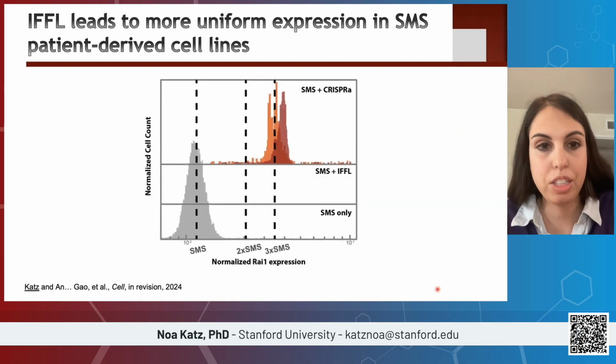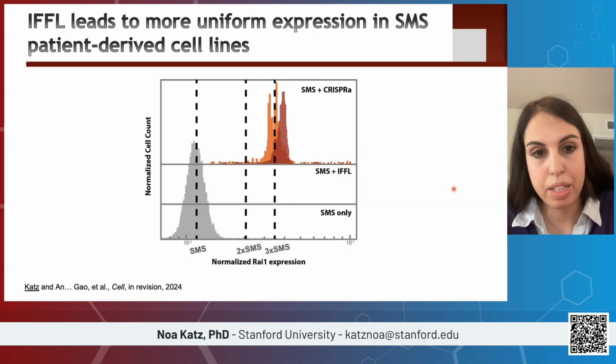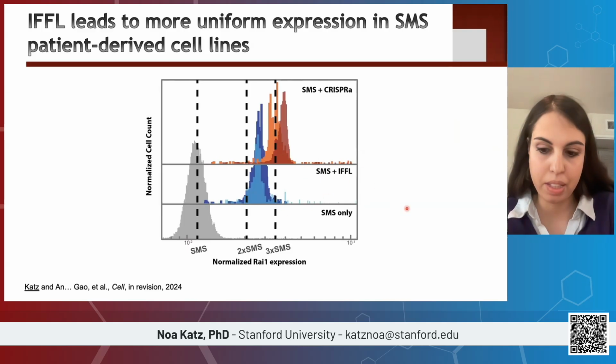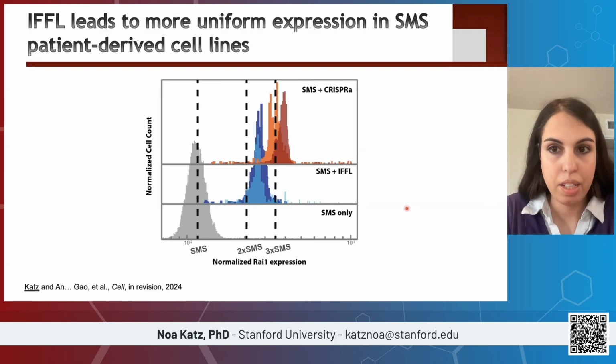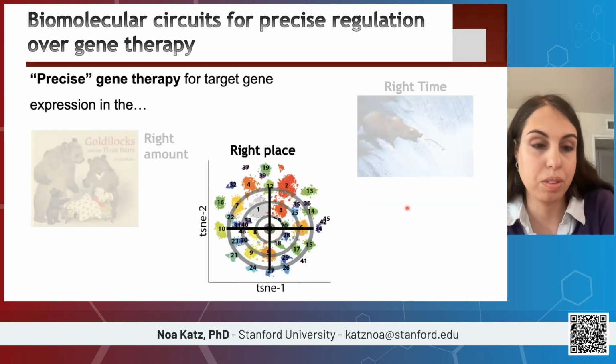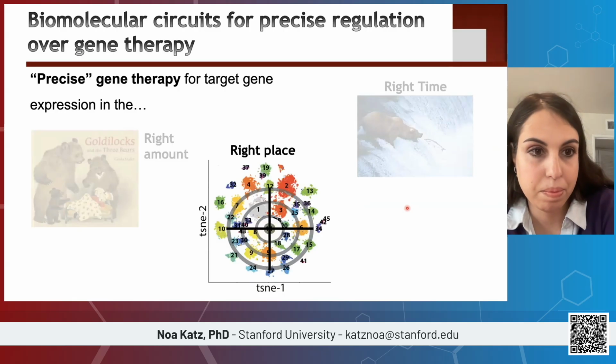And so CRISPR activation, again, you can see it's basically sitting on the 3x line, with one of the replicates completely here in this unwanted region. It's too high. But if you look at the IFFL, you can see that this is shifted to the left. And also this region here is much, much less populated, which was nice to see. And so the next step is we're now doing experiments in mouse models of autism, of SMS.